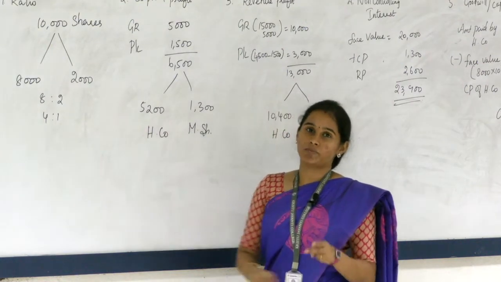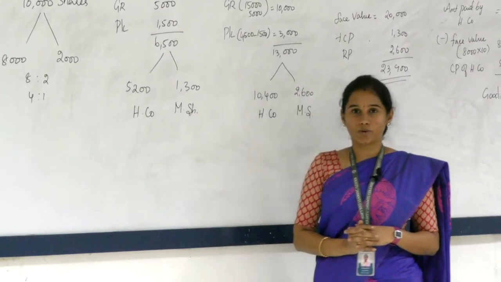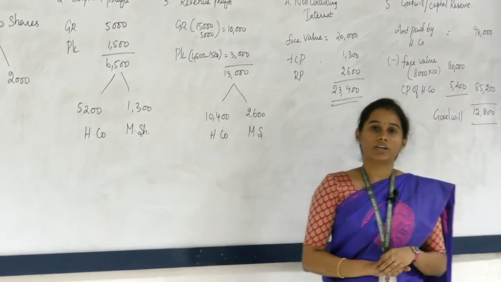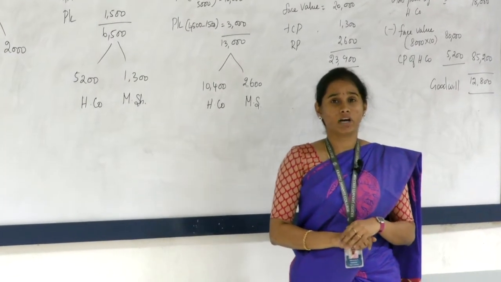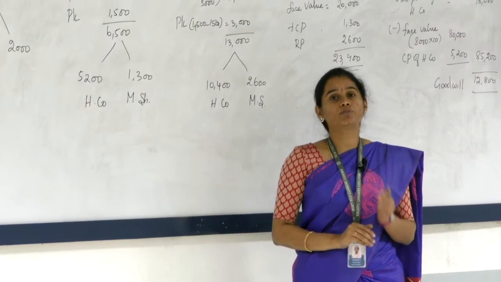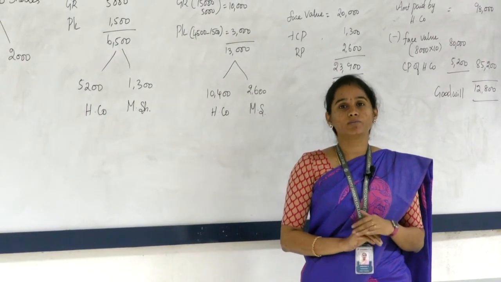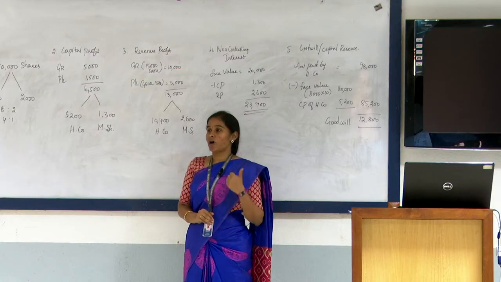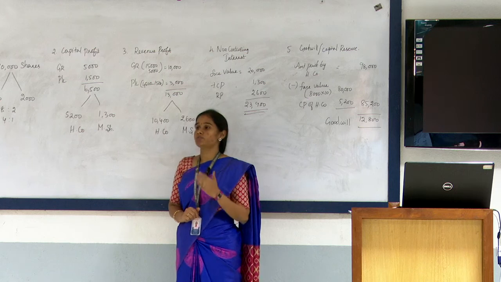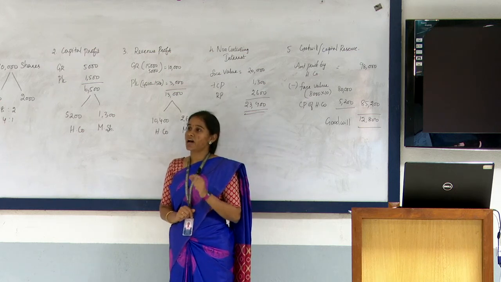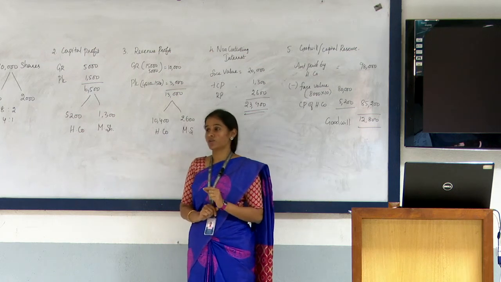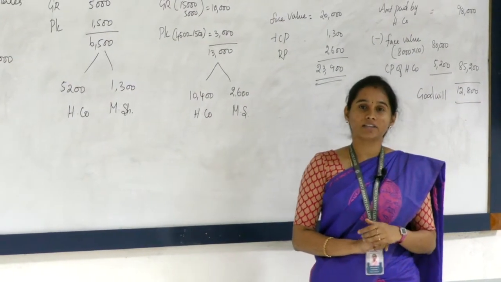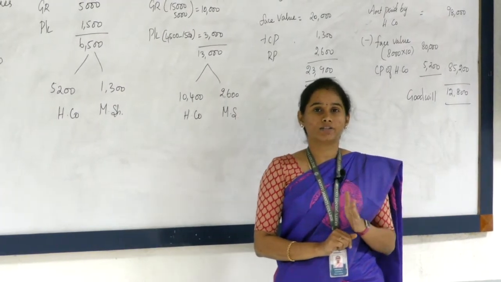The second step is to ascertain the capital profit. What do we mean by capital profit? Any reserves created or any profit earned by the subsidiary company up to the date of acquisition will be considered as capital profit. According to this question, up to the date of acquisition, they have undistributed profits and reserves of rupees 6,500. So, that 6,500 is the profit earned until the date of acquisition.